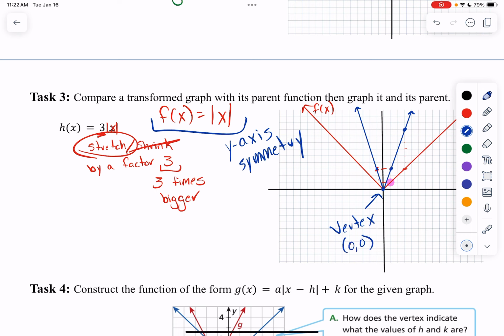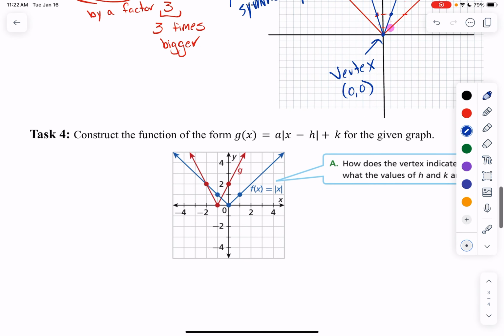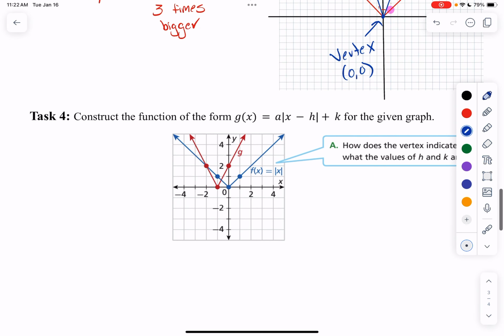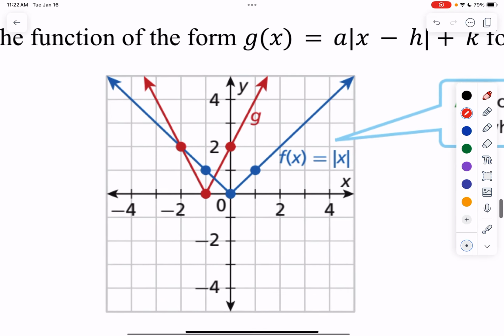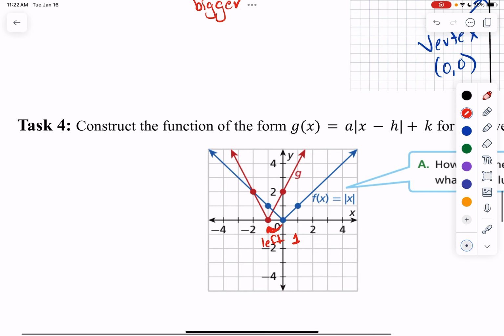Okay. All right. So now this next one, task 4, we want to construct a function. So here they give us the parent. Here in blue is that parent graph. We want to write an equation for g. So the first thing I need to look at is how do I get from the blue to the red? The first thing I notice is I'm going left 1 unit. So I need to take my parent.